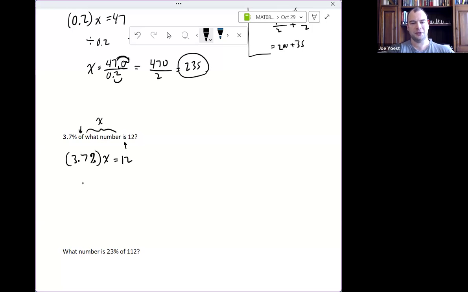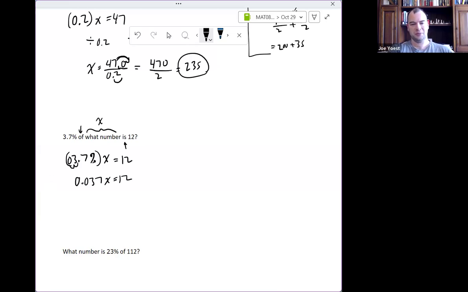And remember, I can get rid of the percent if I move my decimal two to the left. 3.7% is like 0.037. So I move my decimal point two to the left and get rid of the percent sign. Be really careful to keep that buffer 0 in there. Make it 0.037. If you get rid of that and make it 0.37, it won't be the same number. So 0.037x equals 12.